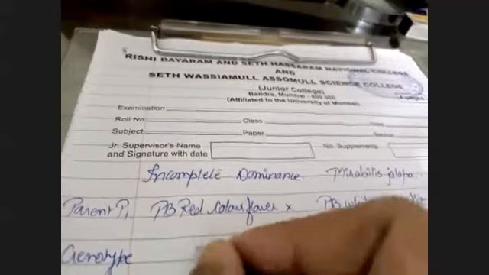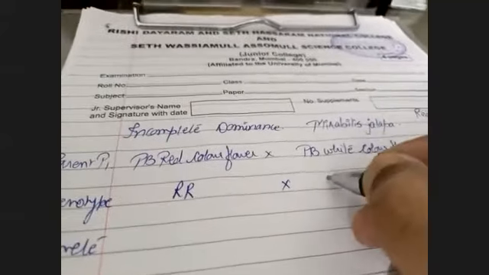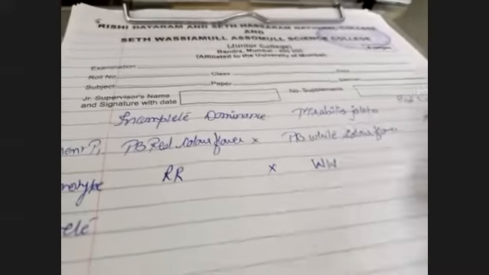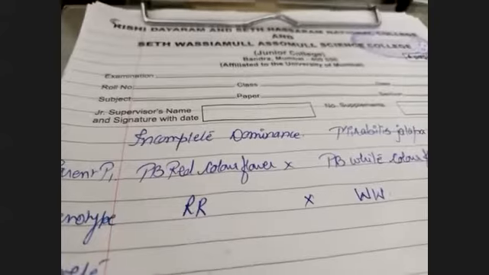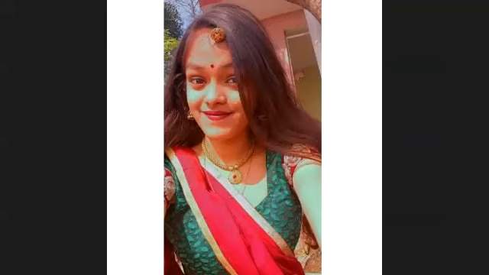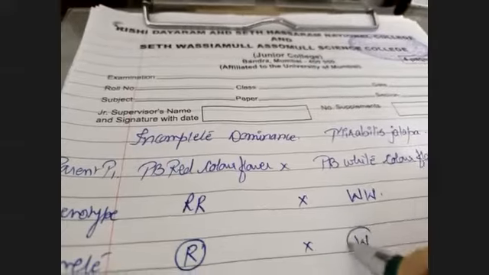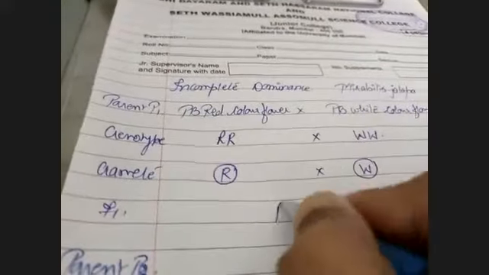But your textbook is mentioning capital R crossed with capital W. Here small r will not come, be careful, your character is totally different. Yes, ma'am. Agree? Now, here it is capital R once, here it is capital W once. Agreed? Now F1 will be capital R, capital W.